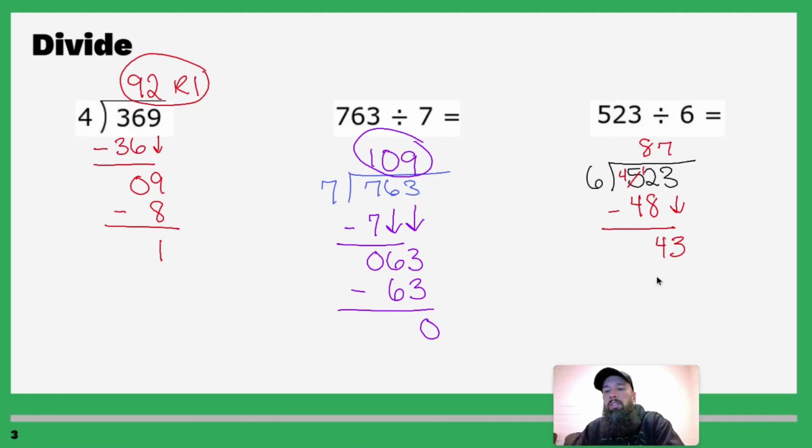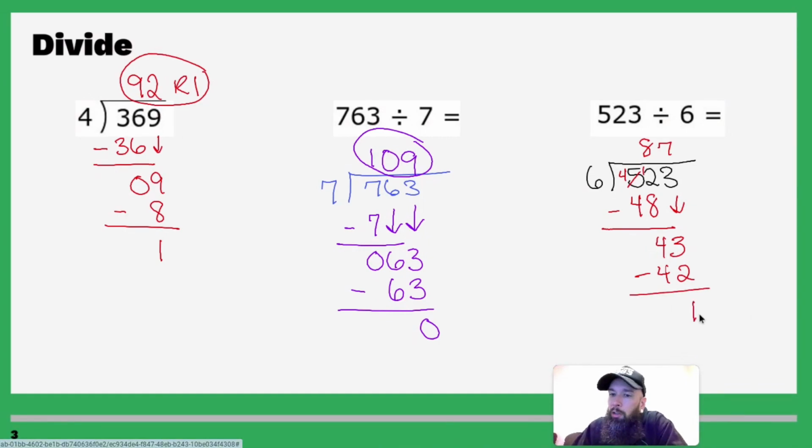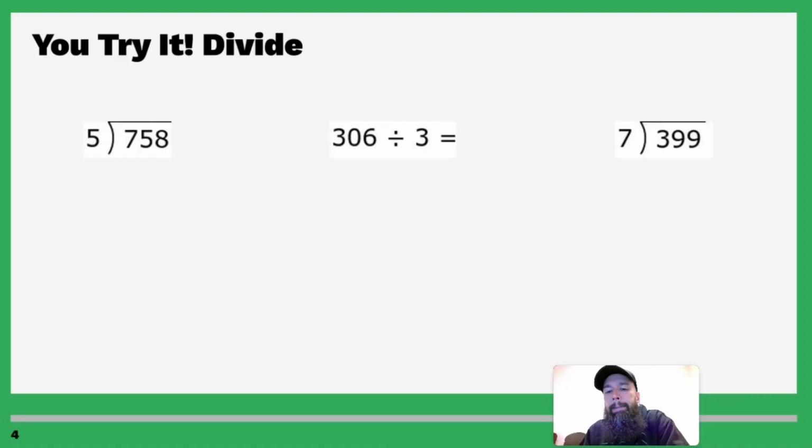7 times 6 is 43. Subtract those numbers. 43 minus 42 is 1. We are out of numbers, so that is our remainder. Our answer is 87, remainder 1. Okay?